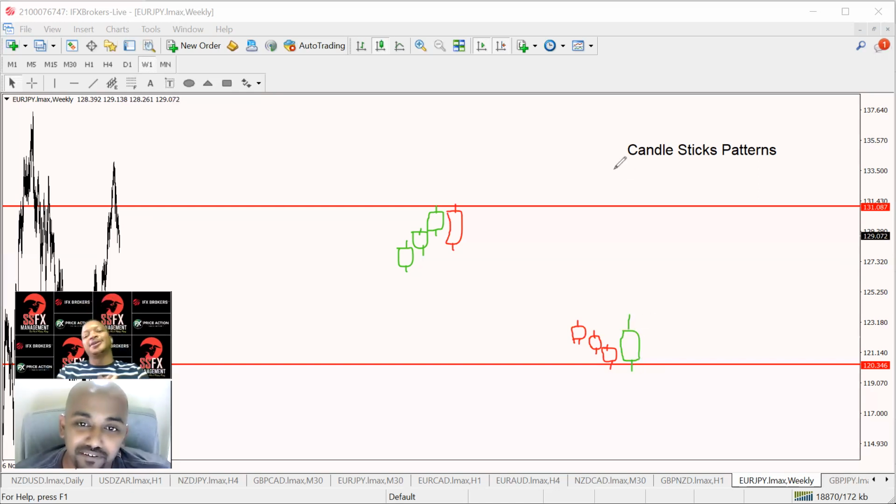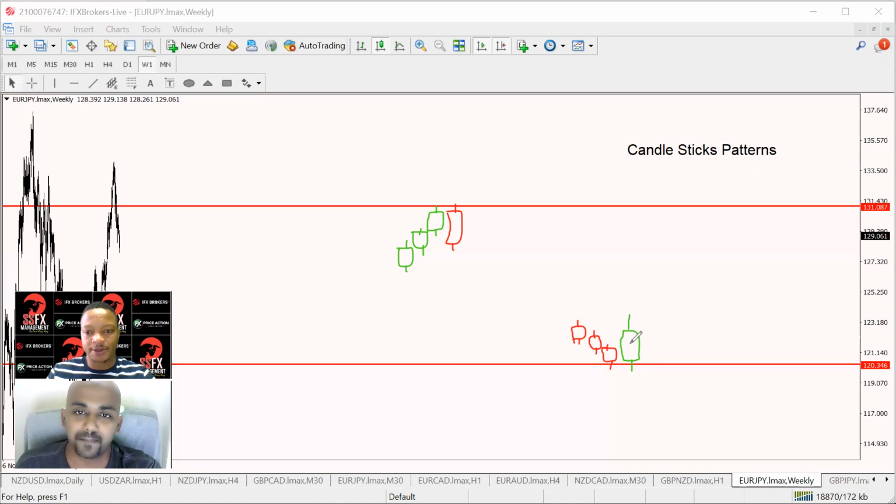We can try to explain them now. Look at the engulfing candles, just like pin bars. Look where we are now. We are at the resistance. So this is the bearish engulfing candle and this is the bullish engulfing candle.